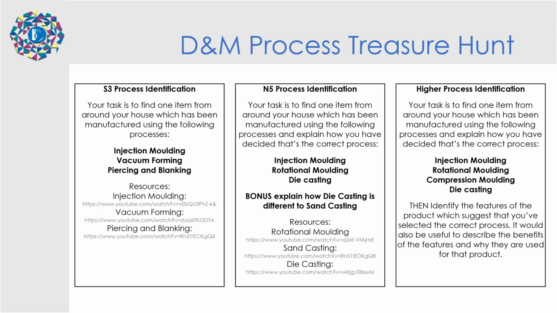For Higher, of course, we want to take that a step further. We've got some different processes again, but I want you to identify the features of the product that suggest that is the correct process. And each of those methods of manufacture have very specific identifiable features. And that's a really classic Higher exam question.